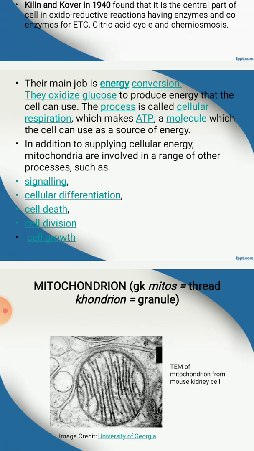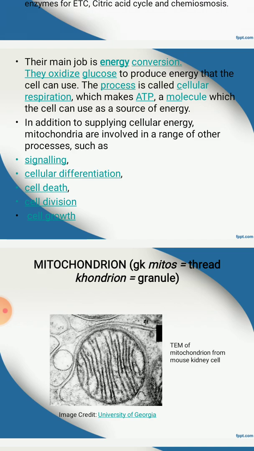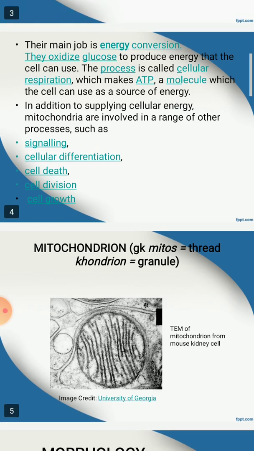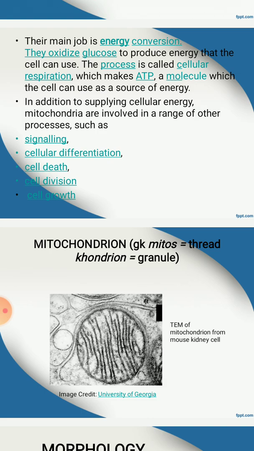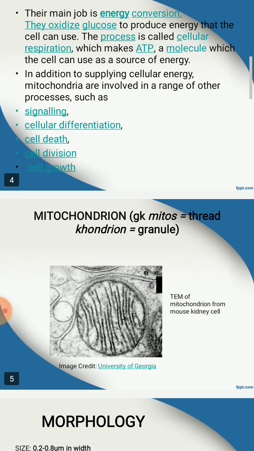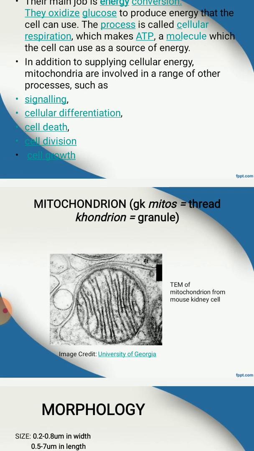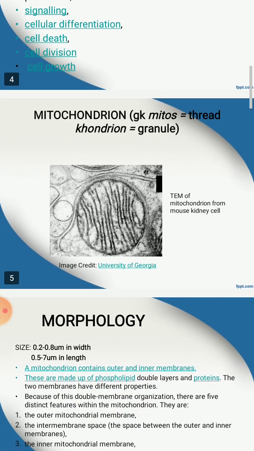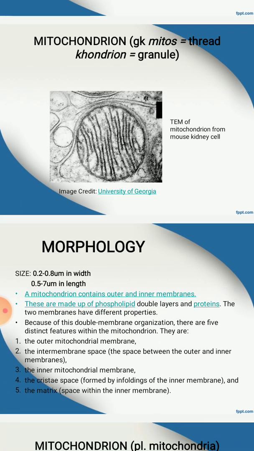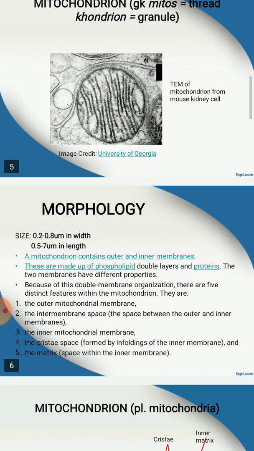Their main job is energy conversion: oxidizing glucose to produce energy that the cell can use. The process is called cellular respiration, which makes ATP, a molecule which the cell can use as a source of energy. In addition to supplying cellular energy, mitochondria are involved in a range of other processes such as signaling, cellular differentiation, cell death, cell division, and cell growth. Mitochondrion: Greek mitos means thread and chondrion means granule.